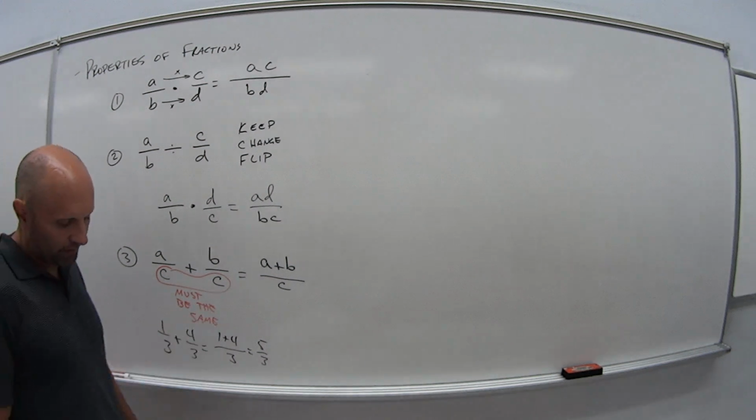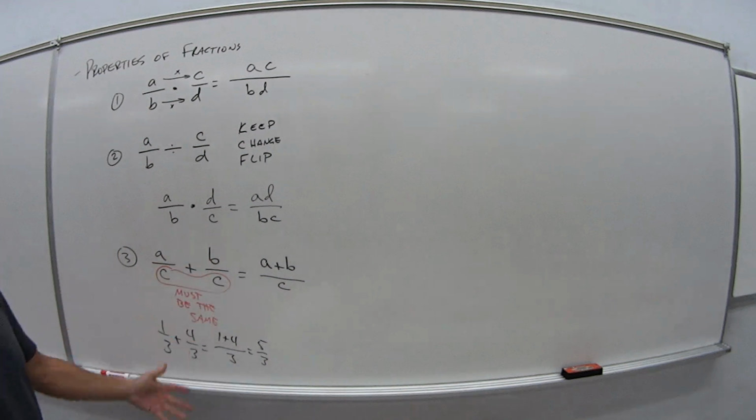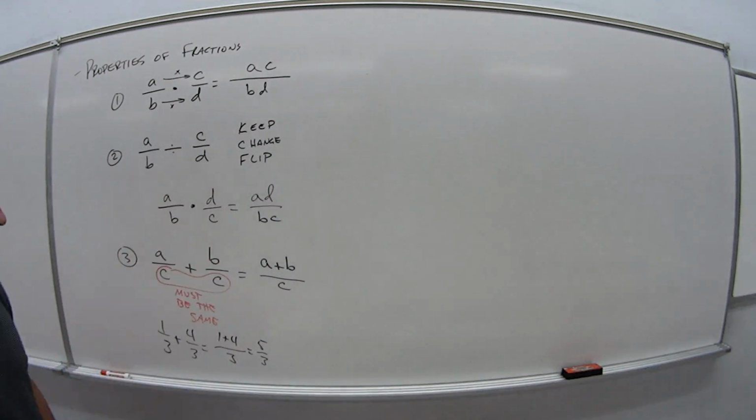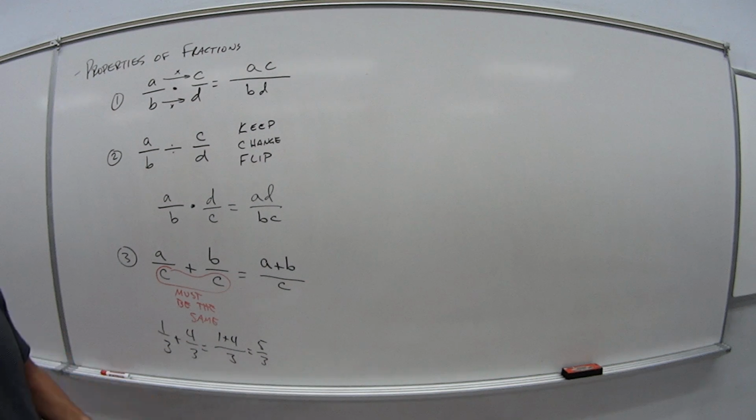If it's not the same, then we need to do some multiplication on each of these pieces to find a common denominator. And that's something we can deal with later on here. But as long as the denominators are the same, our fraction is going to end up with the same denominator at the end.